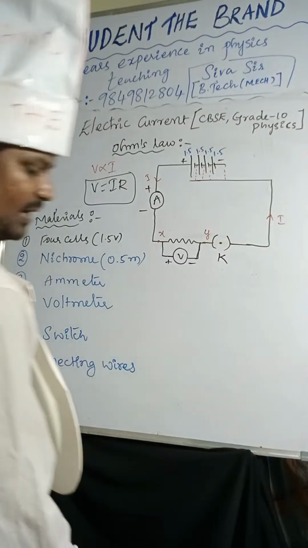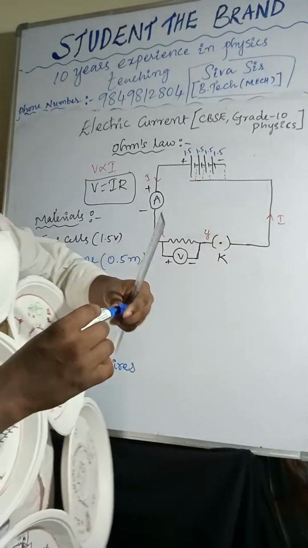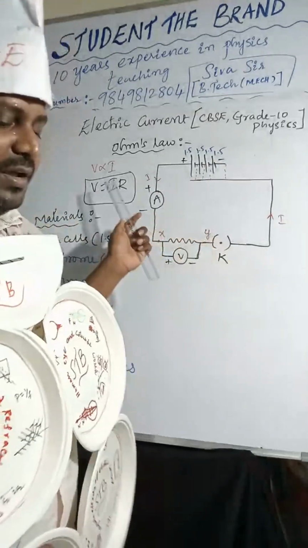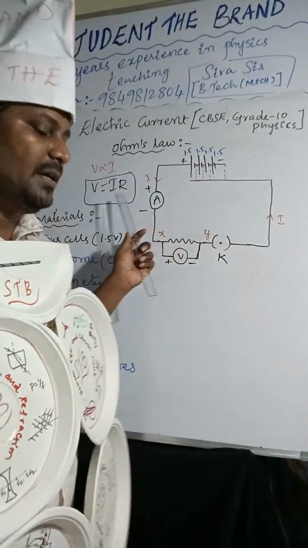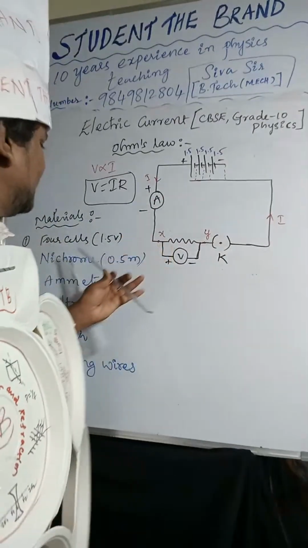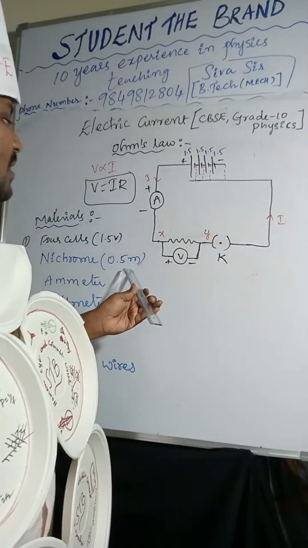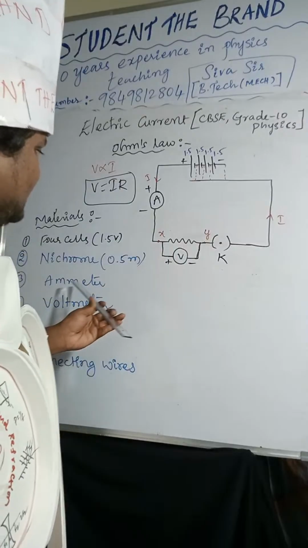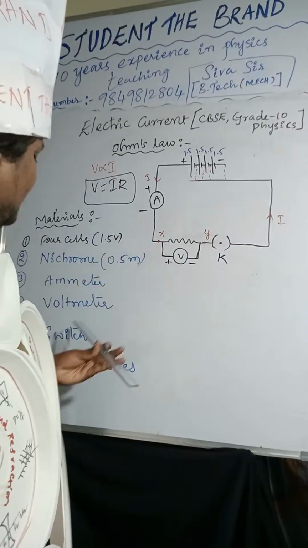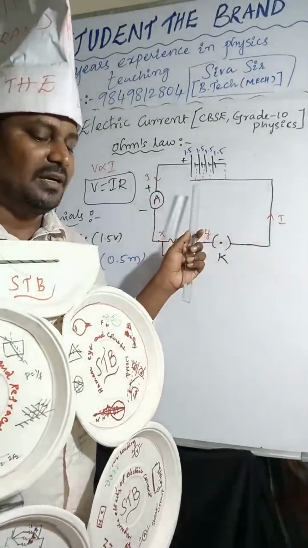Once again you can check what the materials required are. First, 4 cells, 1.5 volts each. Nichrome wire, an alloy of nickel, chromium, manganese, and iron metals. Ammeter, voltmeter, switch, and connecting wires. These are the connecting wires.